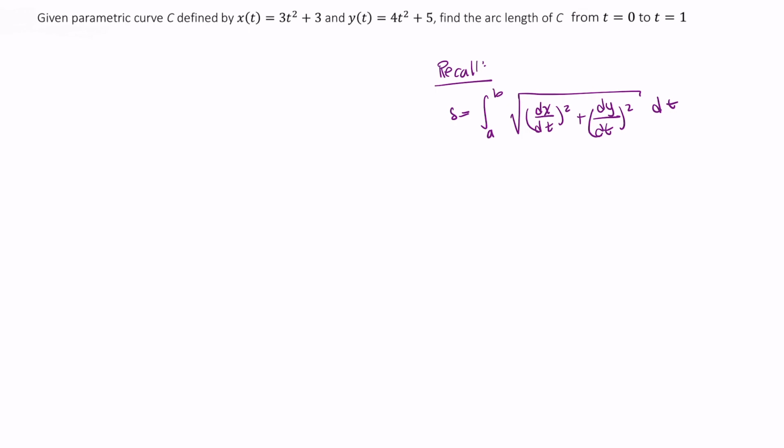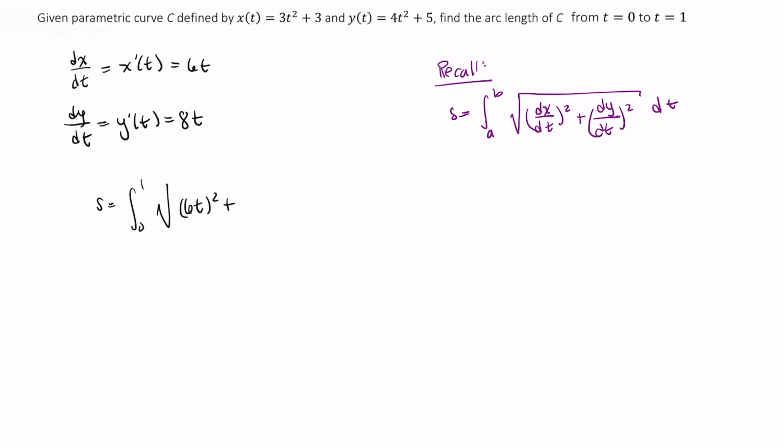All right, so let's go ahead and set up our integral. Well, dx over dt, that's just x prime of t, and that's 6t. dy over dt is y prime of t, and that's 8t. So we have the integral from 0 to 1 of the square root of (6t)^2 plus (8t)^2 dt. This yields the integral from 0 to 1 of the square root of 36t^2 plus 64t^2 dt.